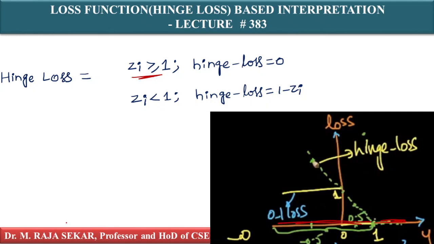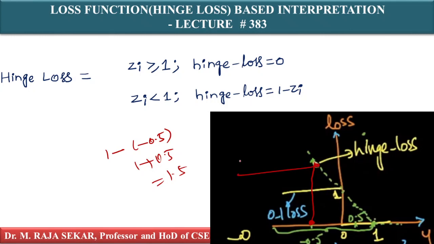Imagine, let me assume this is 0.5. Your ZA value is 0.5. What is hinge loss? Hinge loss is equal to 1 minus 0.5, which is also 0.5, isn't it? Let me assume your ZA value is minus 0.5. Then what is your hinge loss? ZA is minus 0.5, which is less than 1. Therefore, 1 minus minus 0.5, that is 1 plus 0.5. That is 1.5. Just see this. This value is 1.5, isn't it?